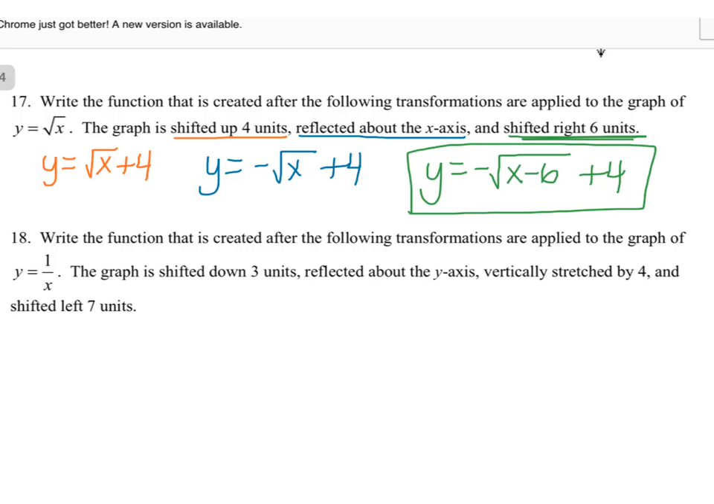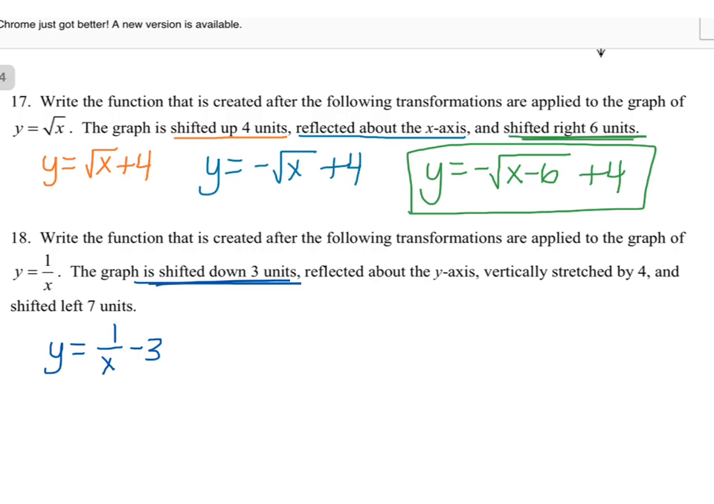Let's take a look at one that's a little bit more challenging, the reciprocal function. So if we have y equals 1 over x, and we want to shift it down 3 units. I think the reason why this one's a little bit more difficult is because it's a function that we don't have a lot of experience with yet in pre-calculus, so it's a bit of a stretch. If we want to shift it down 3 units, it's going to be a minus 3 after the 1 over x. So let's go ahead and color code that.